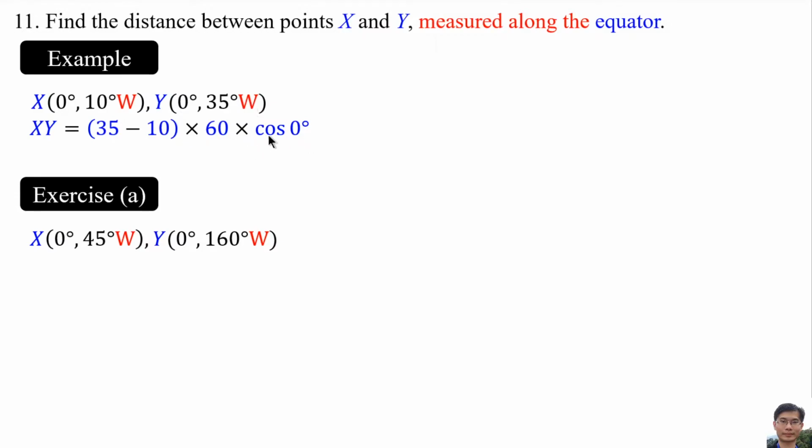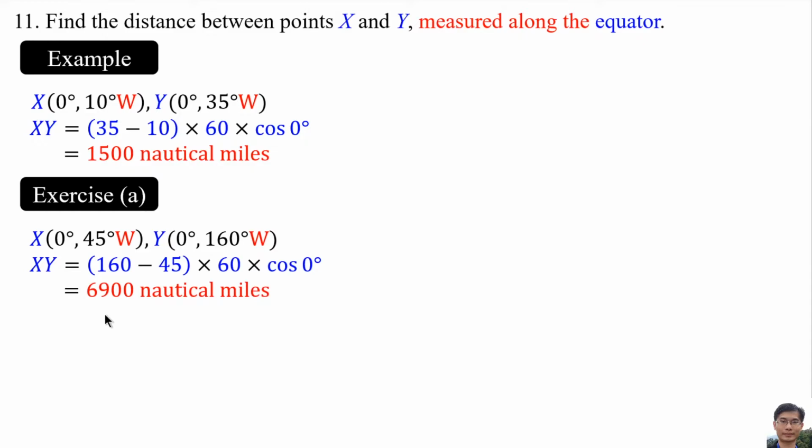This is the formula for horizontal distance. It means we find the difference between the longitudes, multiplied by 60, and multiplied by cos latitude. So the distance is 1500 nautical miles. So for exercise A, we find the difference between the longitudes. So 160 minus 45, and then multiplied by 60, and then multiplied by cos 0 degree. So the distance is 6900 nautical miles.